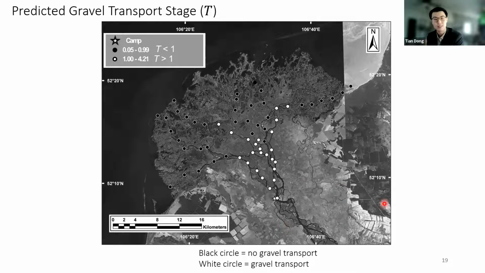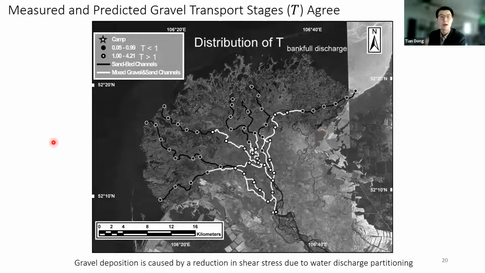After we make this prediction, we can check our field measurements, which are shown in this map. Here the circles are our survey transects, and the color scheme is the same as the last slide. The lines are the observed river bottom composition, where white is mixed gravel and sand, and the black lines are sand channels. So we have agreement between measured and predicted gravel transport. It confirmed our finding that gravel deposition is actually driven by this reduction in shear stress due to the flow division in this highly bifurcating channel network.